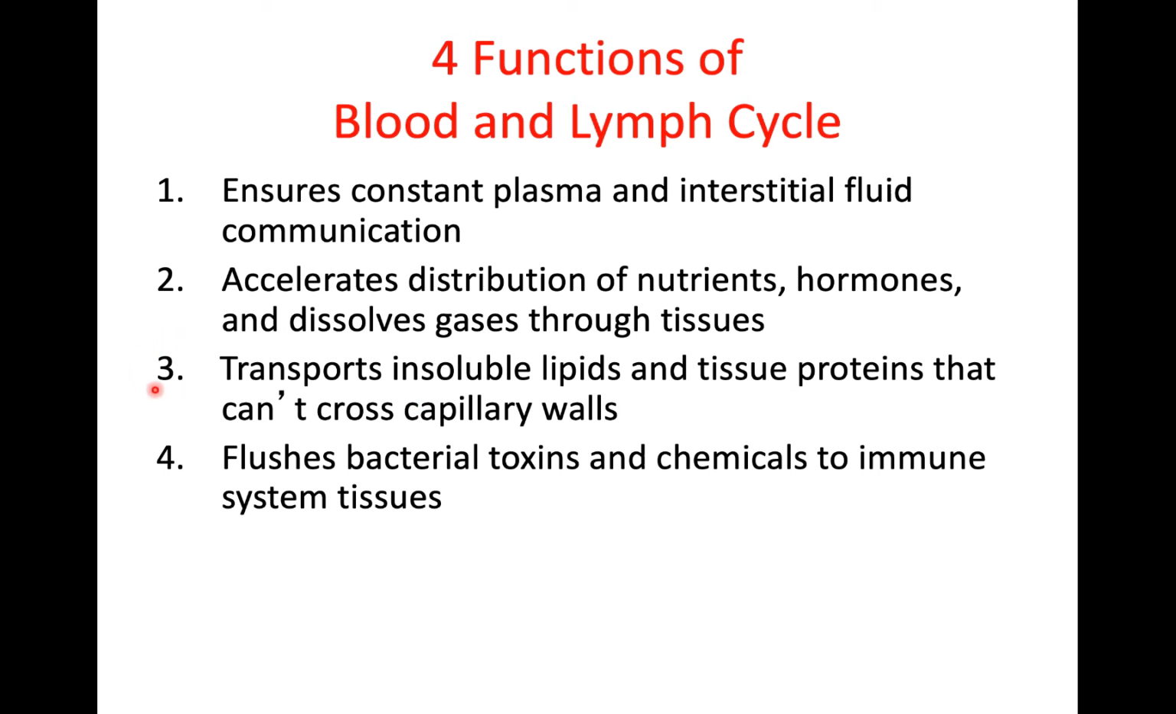Number three is specific to the lymphatic system. So if you'd like, next to it, just write lymphatic system here. And number four, it's able to flush bacterial toxins and chemicals through the immune system like lymph nodes. Number four is also a characteristic of the lymphatic system. So 1 and 2 are specifically for blood, 3 and 4 are specifically for lymphatic system functions.